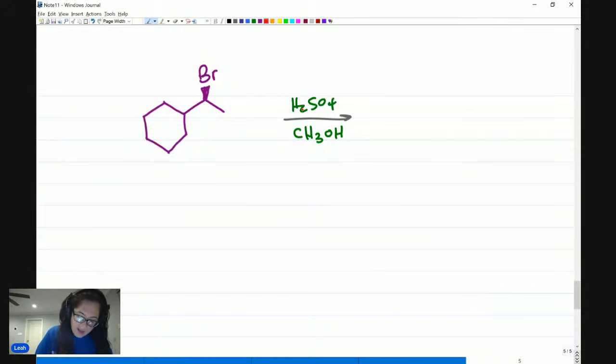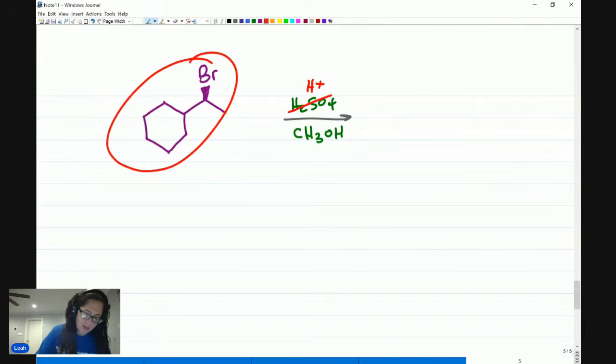I recognize that I have H2SO4. That's simply a source of acid catalyst. It's simply an acid catalyst, meaning a source of protons in solution. I recognize that I have methanol as my solvent. That's my liquid, and that is going to be the attacker as well. Keep that aside. Look at the starting molecule.